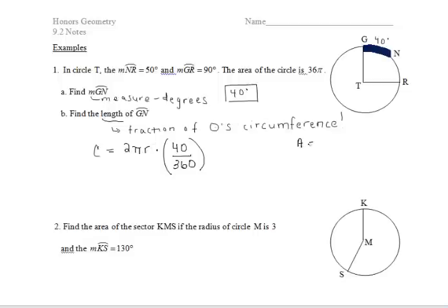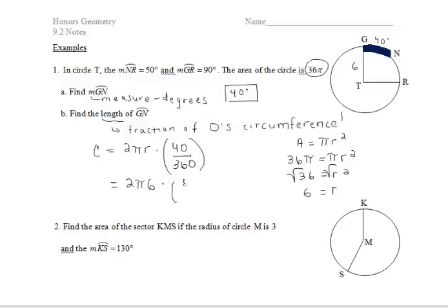We don't have our radius yet, but we are told that our area is 36 pi. So we can substitute that in for A in our equation and set that equal to pi r squared. Dividing both sides of the equation by pi, we're left with 36 is equal to r squared, and taking the square root of both sides of the equation, we're left with a radius of 6. So we can now substitute that in to the formula to find the length of the arc.